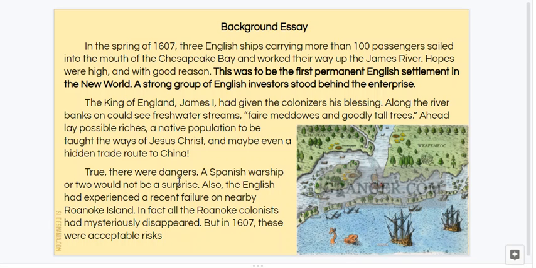Along the river banks, one could see freshwater streams, fair meadows, and goodly tall trees. Ahead lay possible riches, a native population to be taught the ways of Jesus Christ, and maybe even a hidden trade route to China. True, there were many dangers. A Spanish warship or two would not be a surprise. Also, the English had experienced a recent failure on nearby Roanoke Island. In fact, all the Roanoke colonists had mysteriously disappeared. But in 1607, these were acceptable risks.